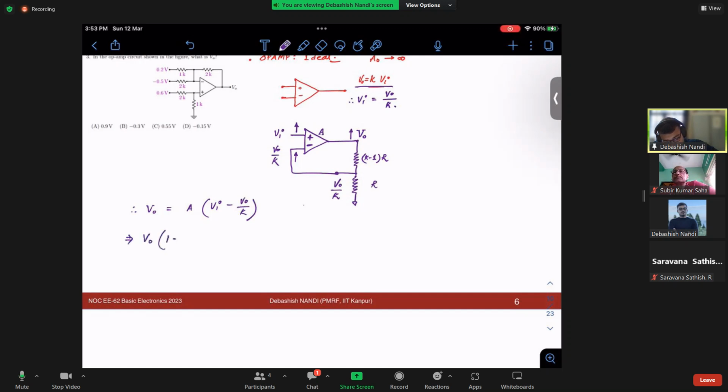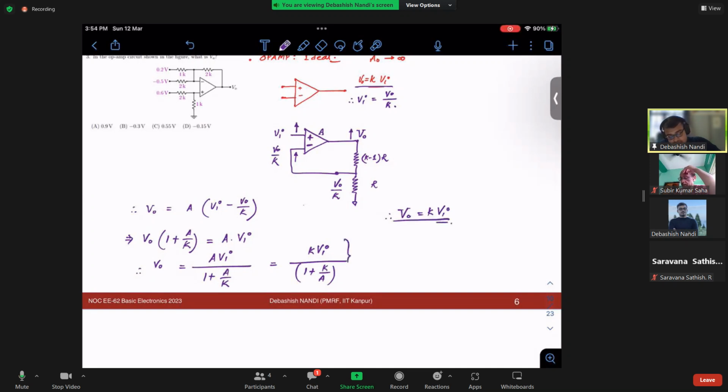That means your V naught times 1 plus A by K is equal to A of Vi, right? So V naught is nothing but A Vi by 1 plus A by K. If I multiply both numerator and denominator by K by A, I will get 1 plus K by A. What do I desire? I desire my output to be fixed at K Vi, right? For that, from the equation, can you see that my A needs to be infinity, or very large compared to K, to achieve my V out fixed at K Vi?